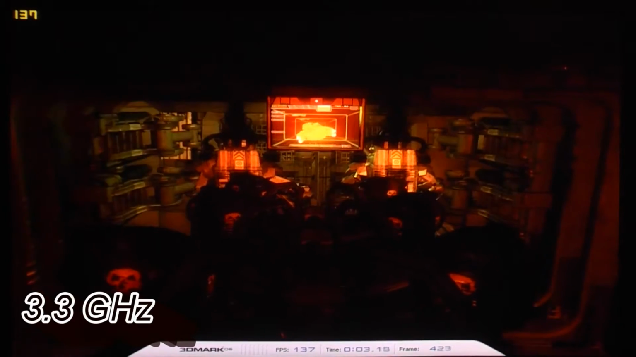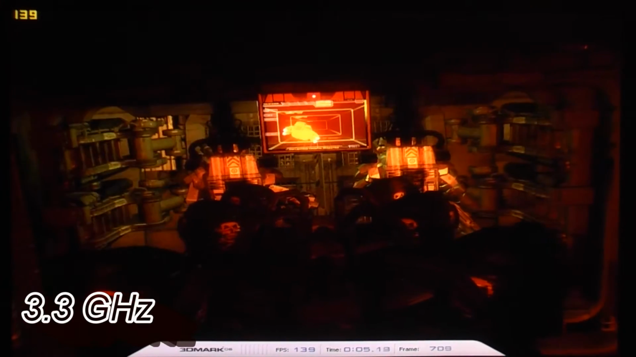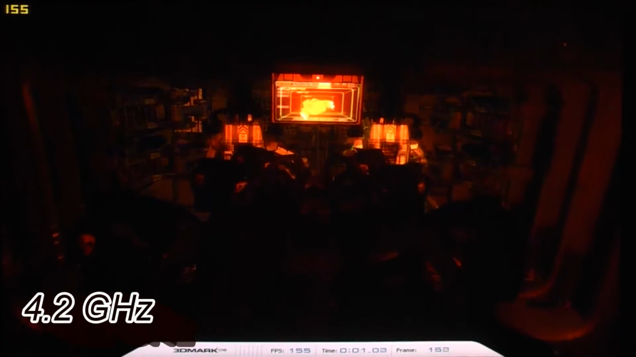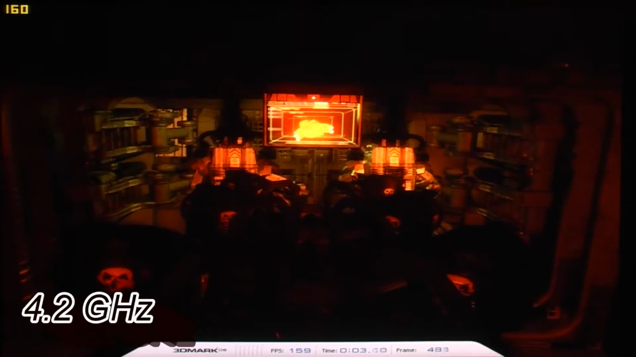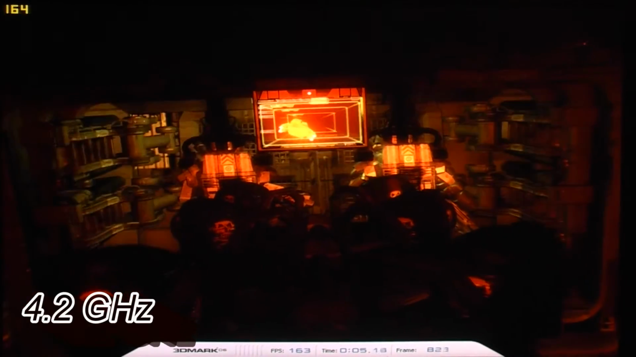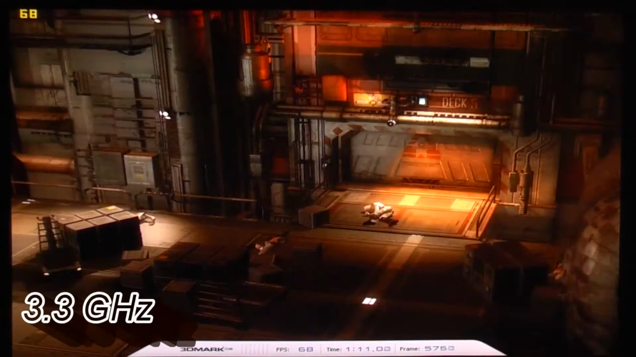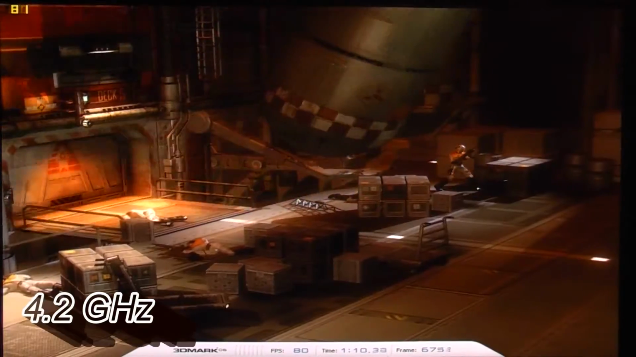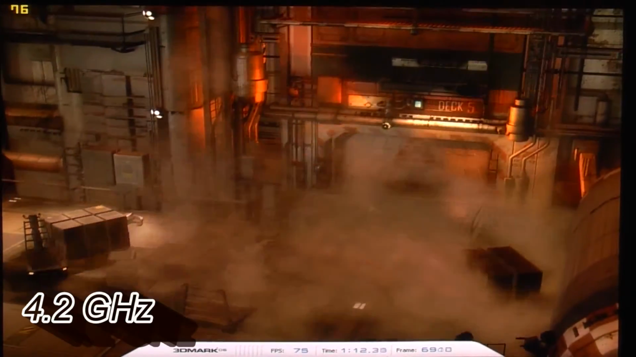The first benchmark we'll look at is the first bit of 3D Mark 06. Here in the beginning, we hover at almost 140 frames per second at 3.3 GHz. At 4.2, we hover at over 160. When the thing falls on the dude, we get a little over 60 at 3.3. Then at 4.2, we're at around 70.